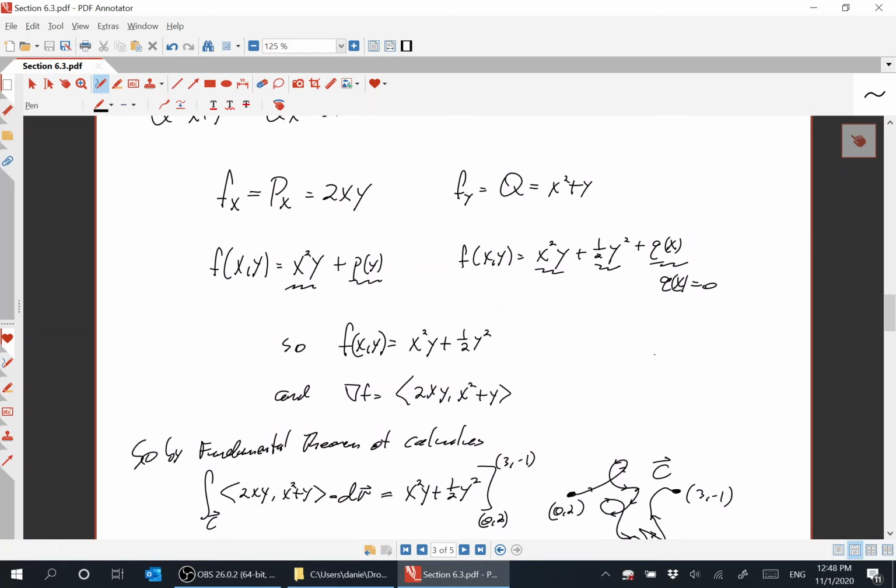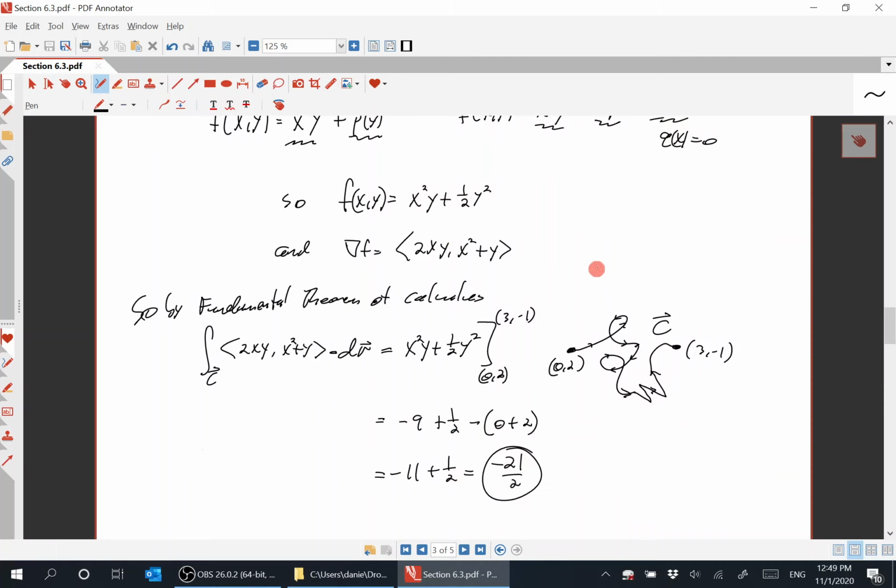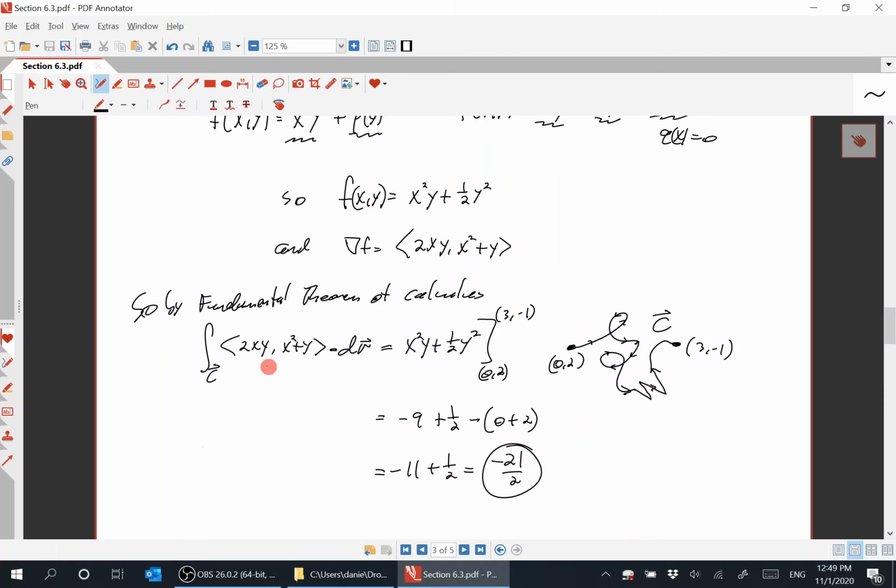And that has to work. There can't be a way for that not to work when it's conservative. If the vector field is not conservative, then there won't be any way to make this process work. So f(x,y) equal to x squared y plus 1/2 y squared is a potential function, and the gradient vector field is this, as you can see just by taking partial derivatives. So by the fundamental theorem of calculus, this line integral over C for this gradient vector field is f(x,y) from end minus beginning, minus 21 over 2.